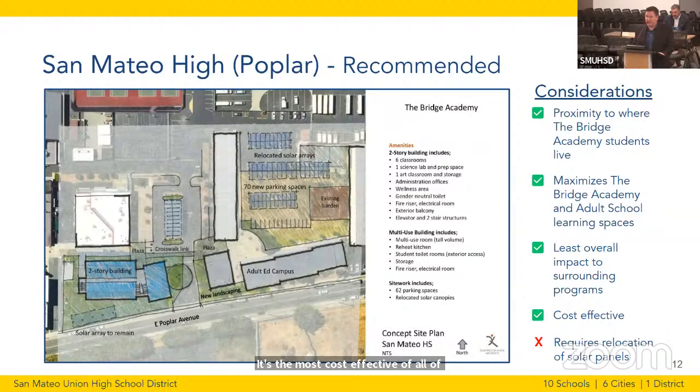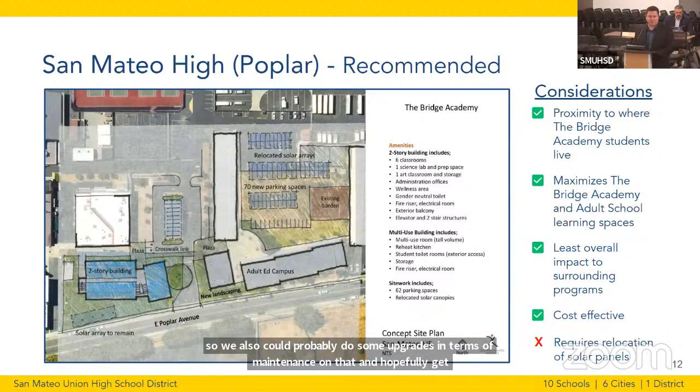As we look, we noted some of the other ones. We look at all the positives and all the negatives. We would have to relocate some of that solar over to the new parking spaces, but that likely would be less than literally the cost of the interim housing. And so we also could probably do some upgrades in terms of maintenance on that and hopefully get a few more years out of that solar as well as we move that over.